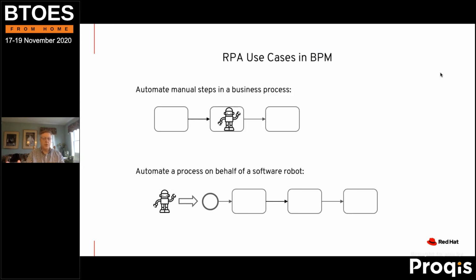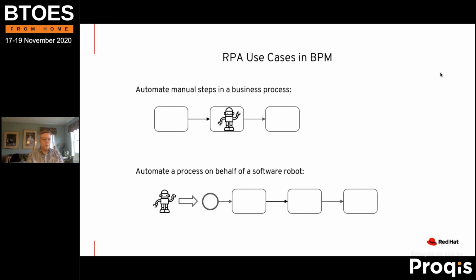RPA is complementary to BPM. The way I look at it, there are two ways of interacting between RPA and BPM. Robots are very good at doing what otherwise would have been manual tasks. So the obvious way of utilizing RPA from a BPM perspective is simply to consider a robot as a resource that executes a task. And so we can route work to robots just as we would route work to people.